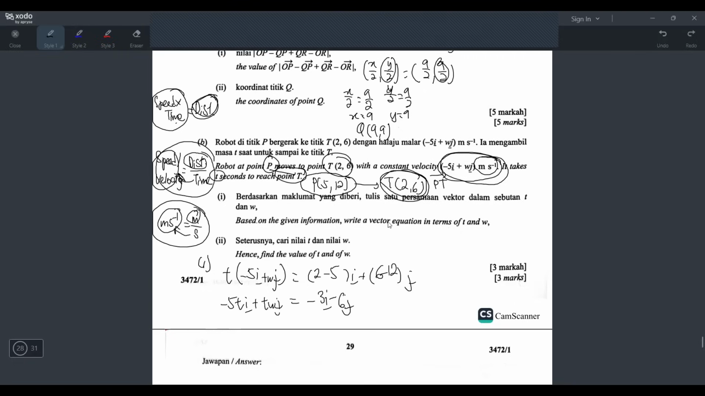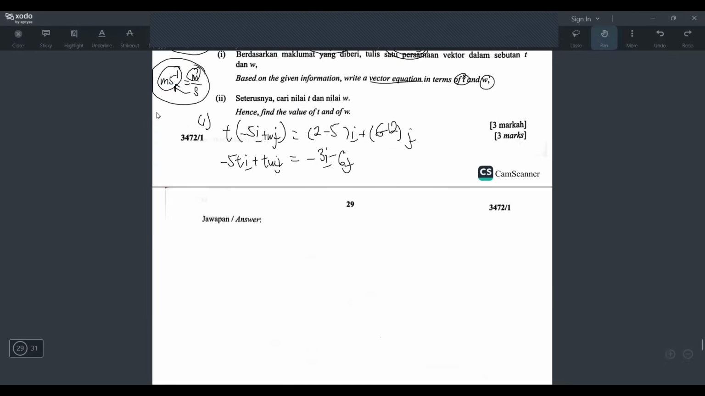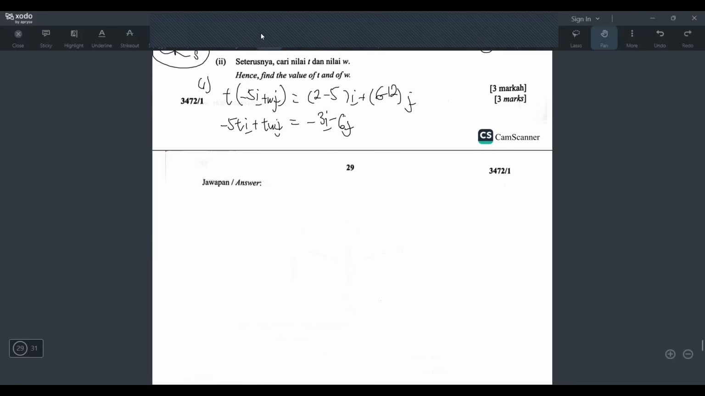Based on the given information, write a vector equation in terms of T and W. So should I move things? Okay, they just say express, right? So I think done already. Yeah, I think I will just leave it like this. Okay, number 2 then I move things. Because number 2, they ask to find the value, right?